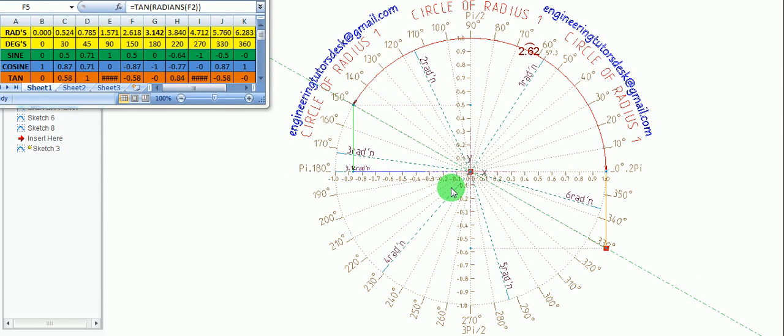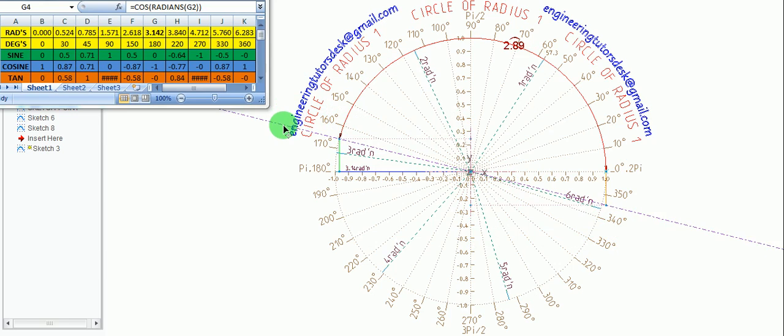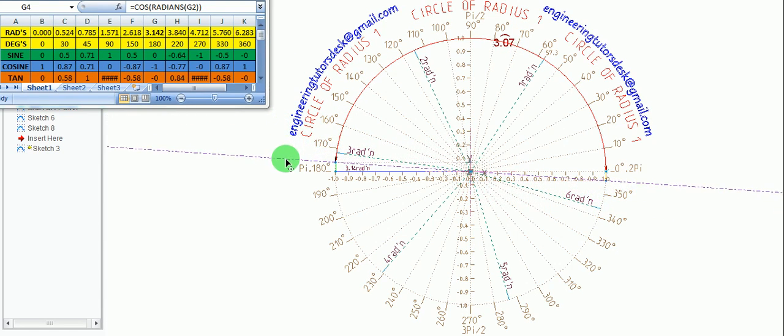Let us consider the next example, say 180 degrees. At 180 degrees, the measured height of sine is 0, tan is also 0, and cosine is minus 1. Which means when we reach 180 degrees, the height of the sine and tan have taken 0 value, and cosine has taken its length equal to the radius of the circle, which is 1, because it is a unit circle.